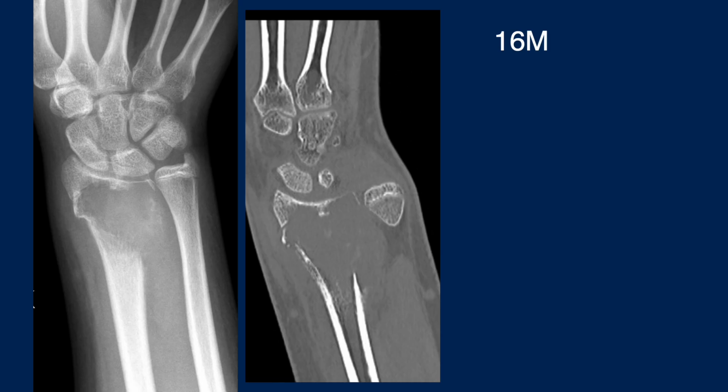Number 16. Another area where these can occur. Here up against the articular surface in what looks like a very aggressive giant cell tumor turns out to be an osteosarcoma. On the CT on the right you can appreciate the soft tissue extension.